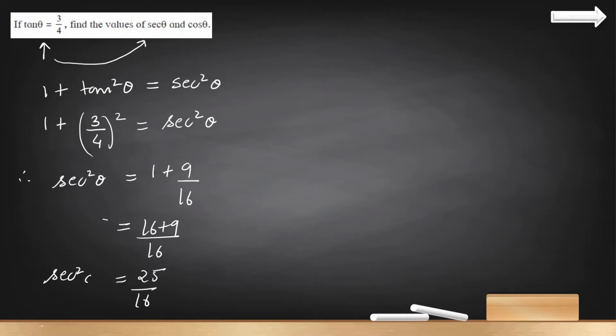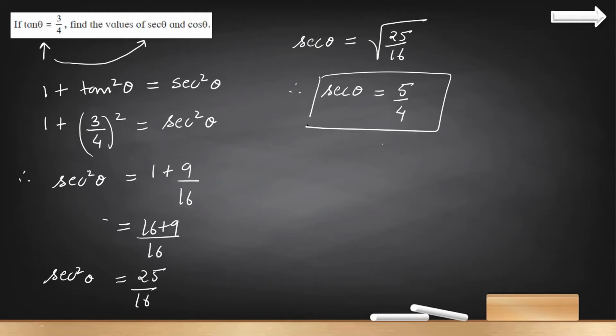Sec square. Now, what will be sec theta? Therefore, sec theta is equal to square root of 25 by 16. Hence, sec theta is equal to 5 upon 4. Right? This is the thing. Now, we found out the first thing, that is sec theta. Now, second thing what I have to find out is cos theta.